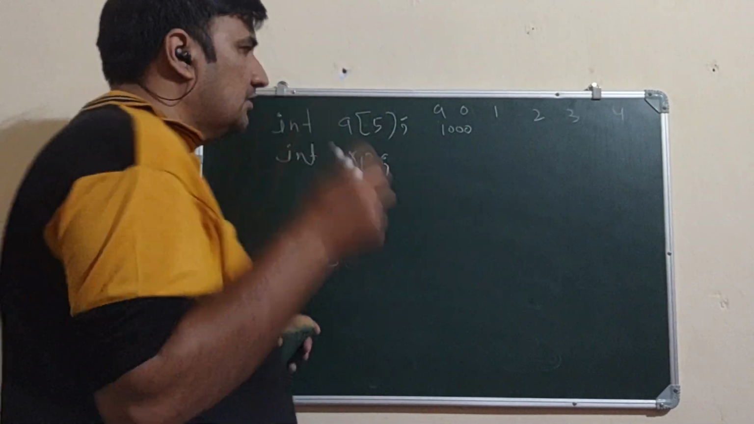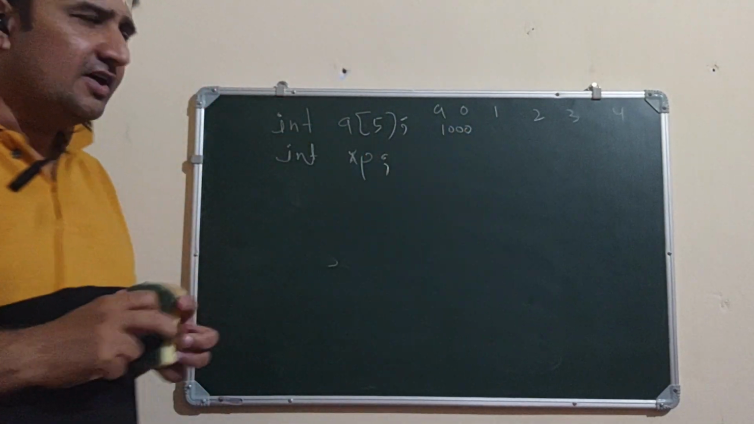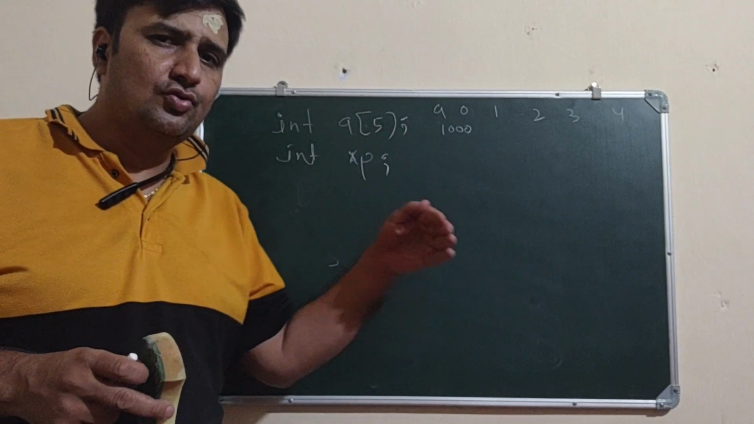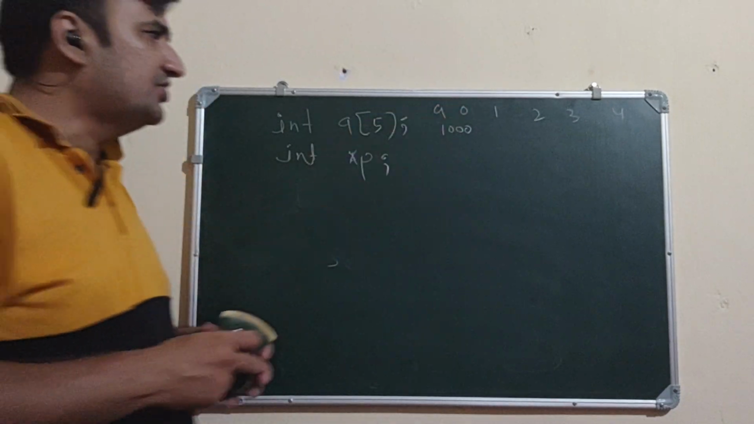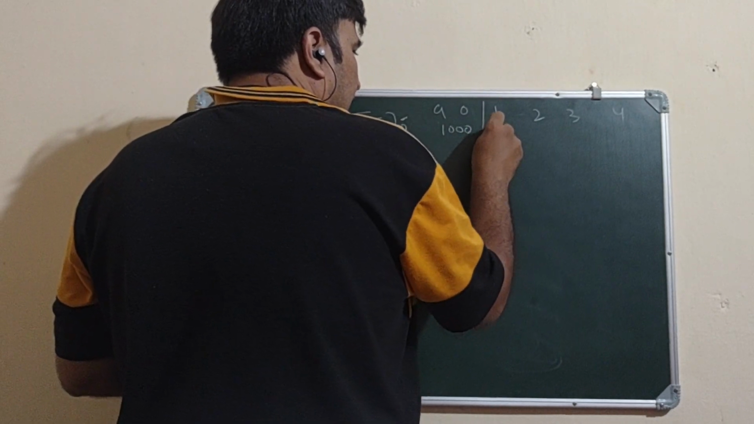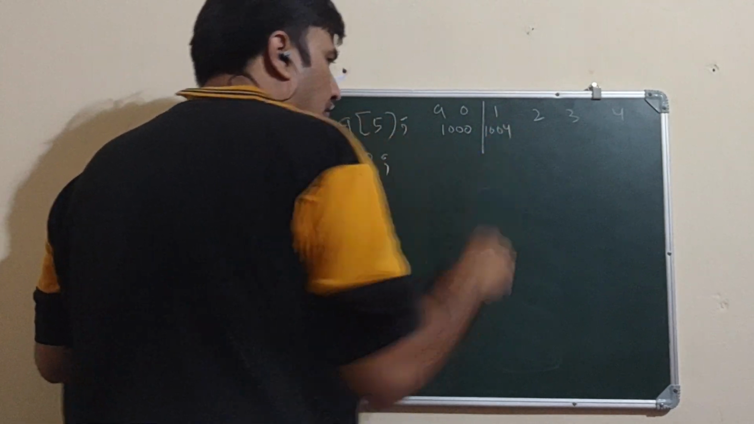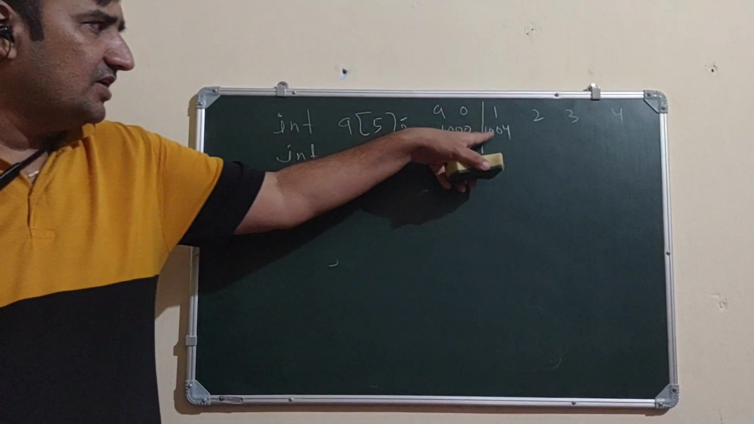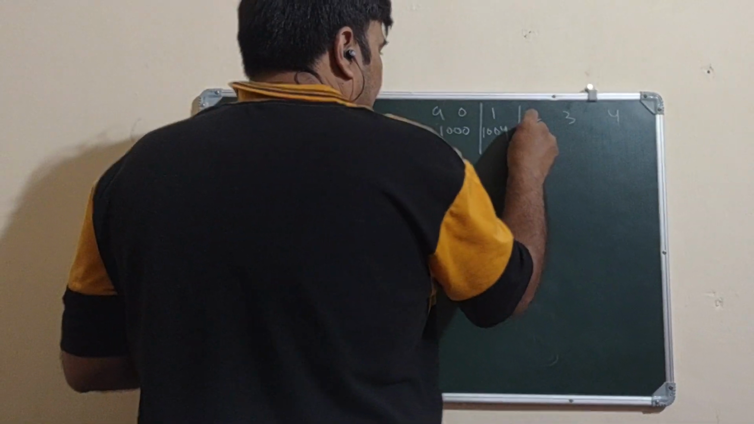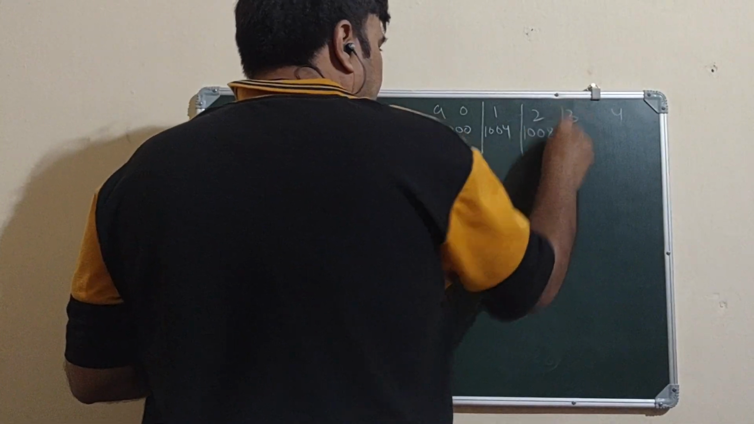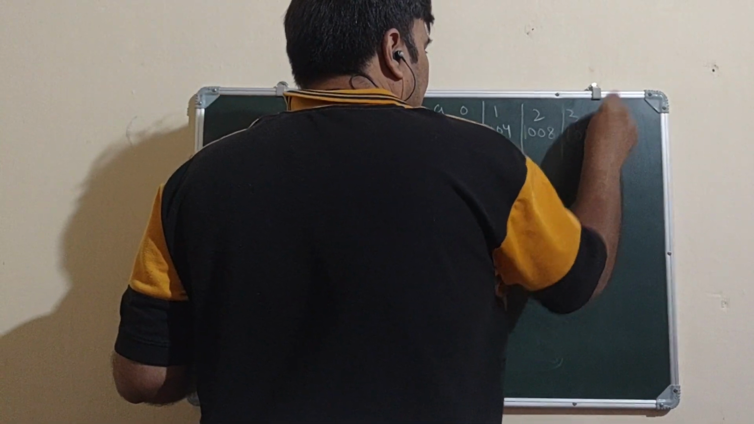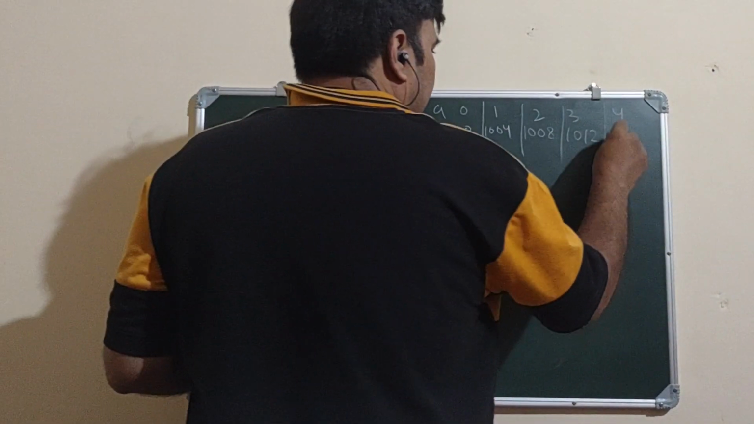Then the 0th element will occupy 1000, 1001, 1002 and 1003. The second element, that is a of 1, will start from 1004. So the first location of its address is 1004. After that, the next location will be 1008. The third location will be 1012, and the fourth element will be 1016.